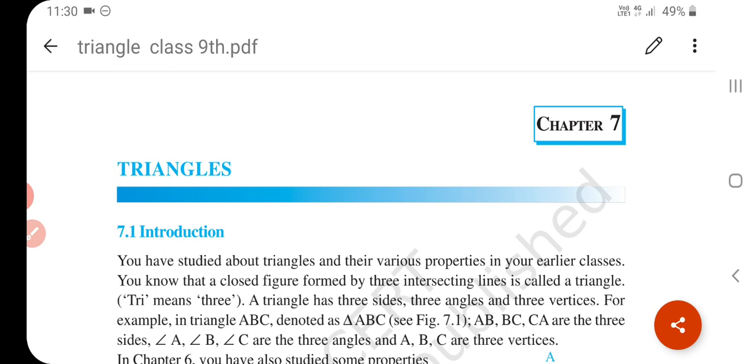My name is Swati Sharma and it's class 9th maths and our new chapter, chapter 7, that is triangle.